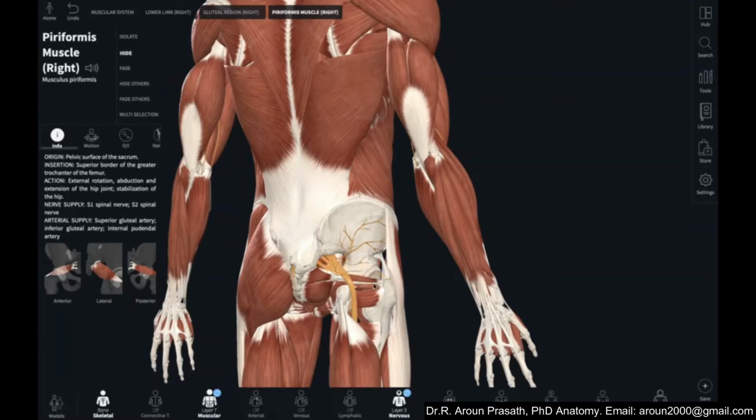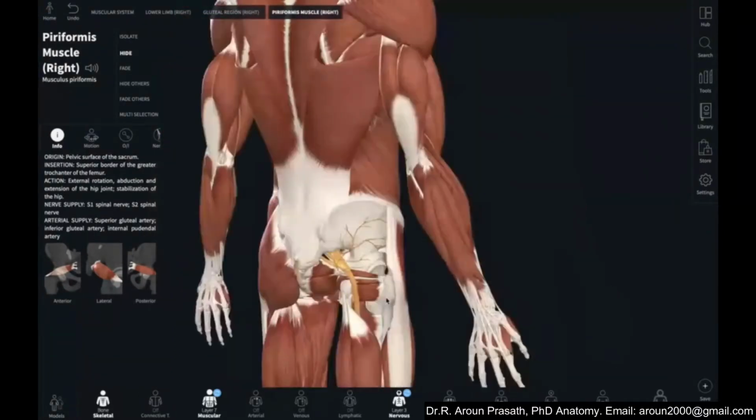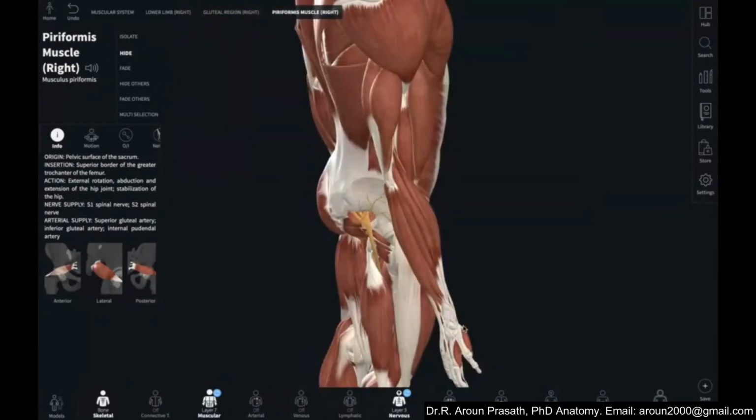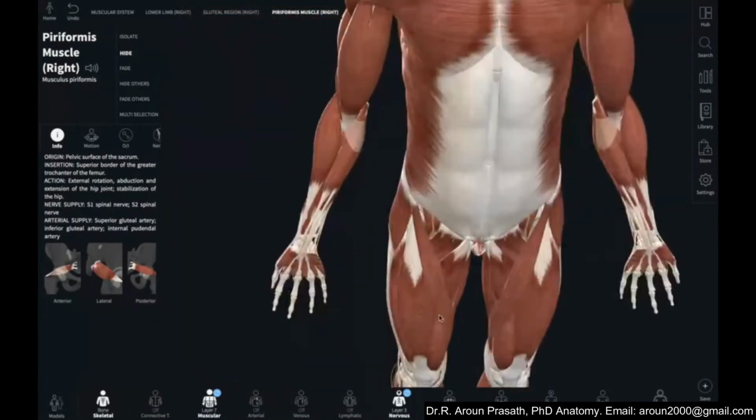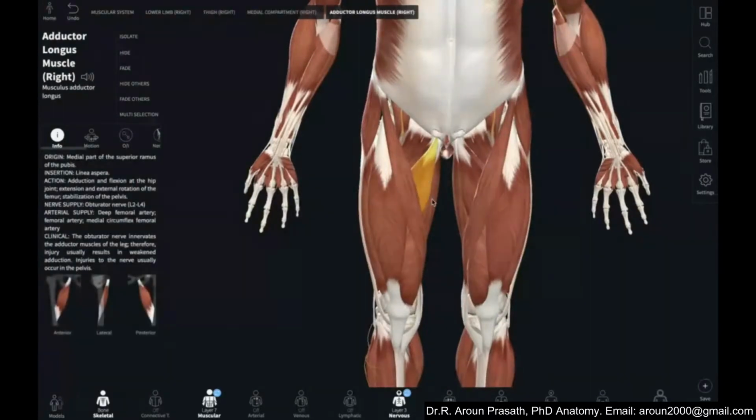Okay. So now these are the important muscles present in the gluteal region. Now come to the muscles of adduction of the thigh. These muscles are present in the medial aspect of the thigh.